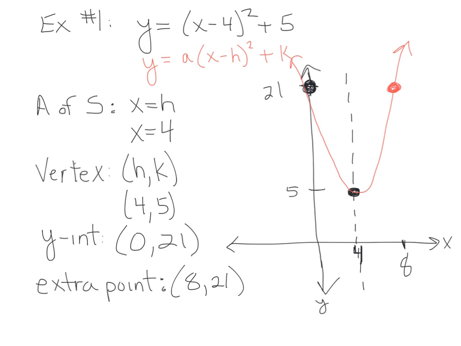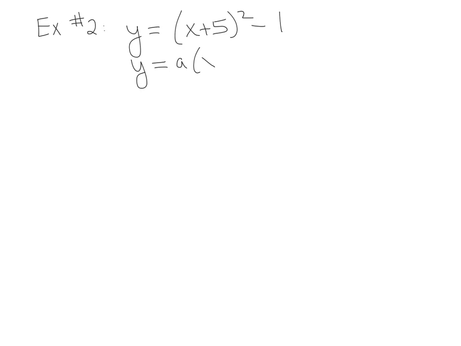Okay, let's try one more. Example number 2. This one gets a little trickier. Y equals (x plus 5) quantity squared, minus 1. That's a vertex form, so let's put vertex form right underneath it: a times the quantity (x minus h) squared, plus k.